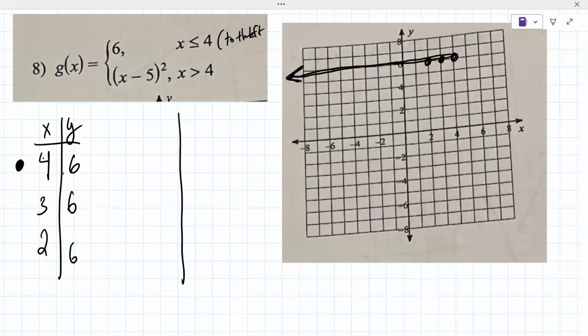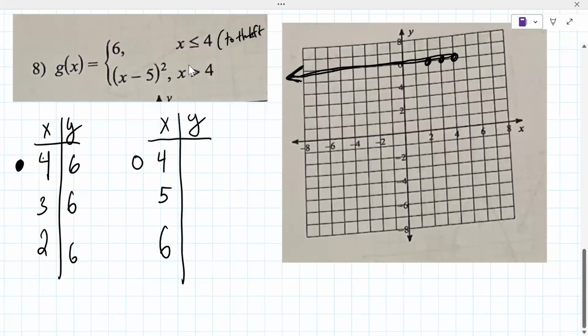Okay, now we're going to graph the second one. What x value are we going to start at? We're still starting at 4. And then going greater. What's a number bigger than 4? The number bigger than 4, that's going to be a 5, a 6. Good. Okay, so now it's an open circle at 4.